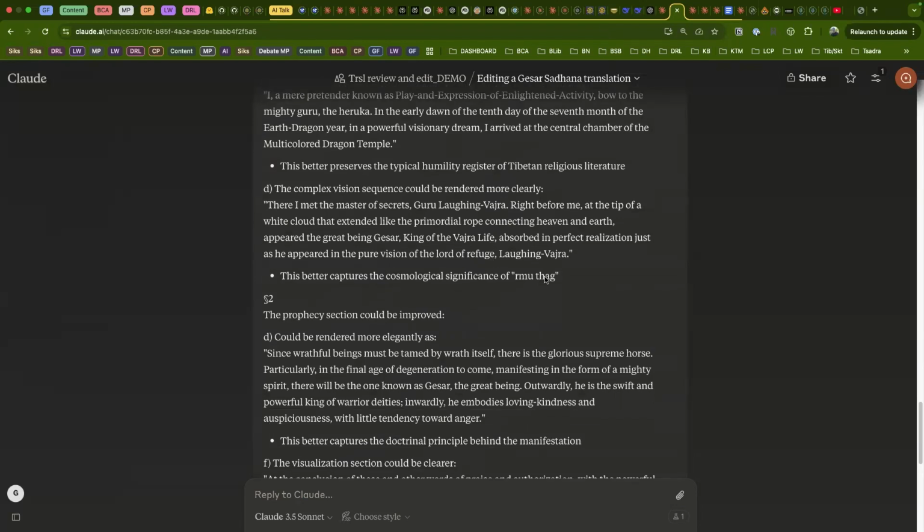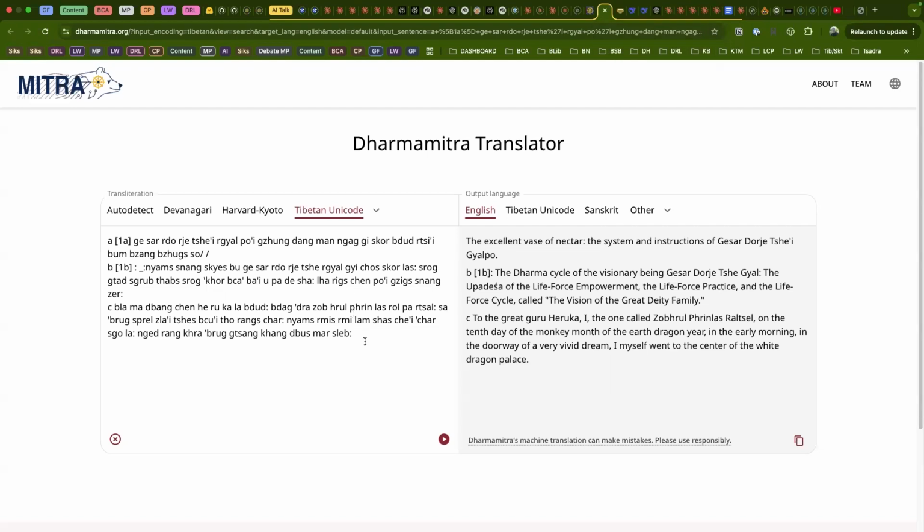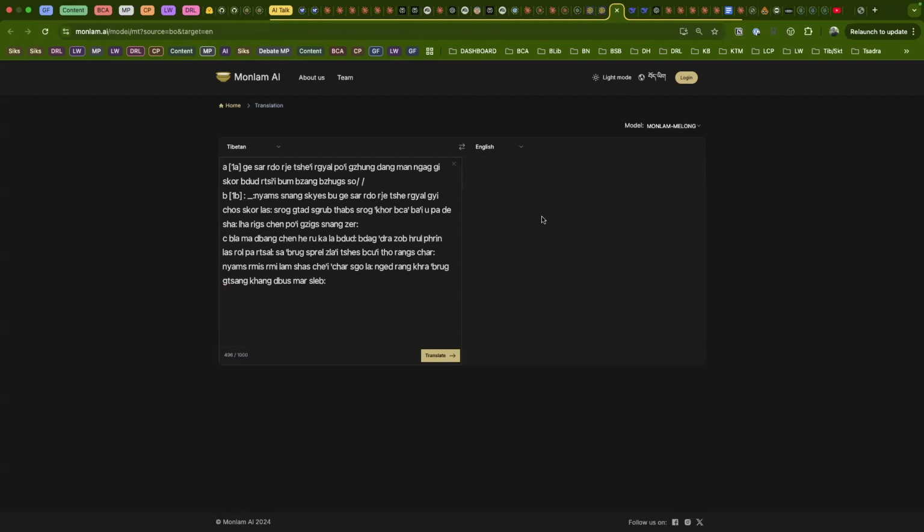So Greg, maybe we can ask for questions here. Yeah, there's just one question about one of the models. On the Moonlam AI, when you go to actually look at the translation piece, there are two choices, Moonlam Mitra and Moonlam Melong. The question was just, what's the difference? Why are there two? What's going on there?